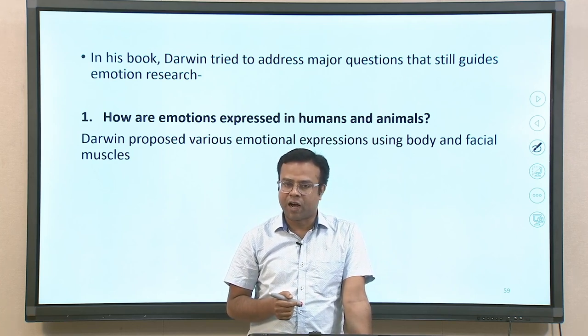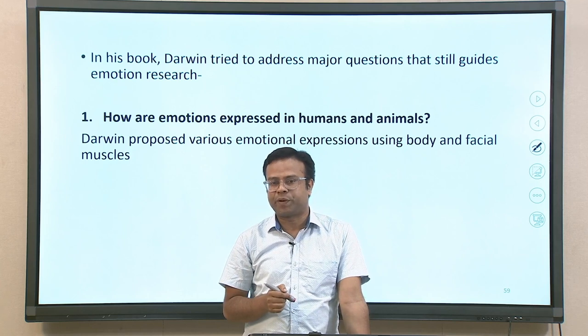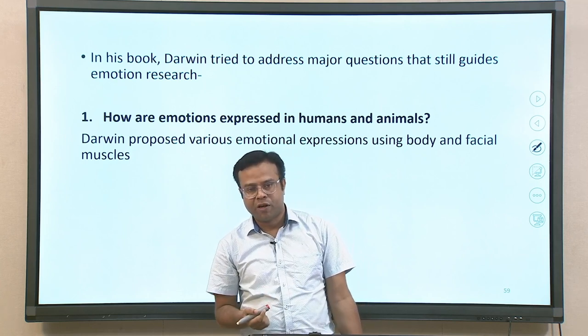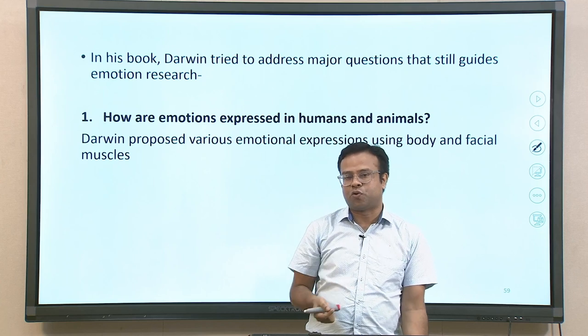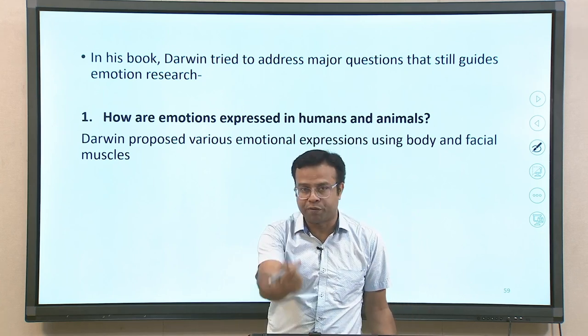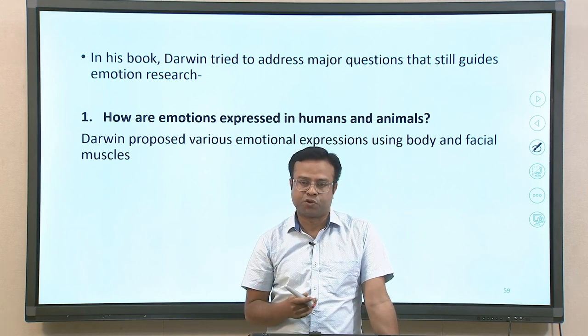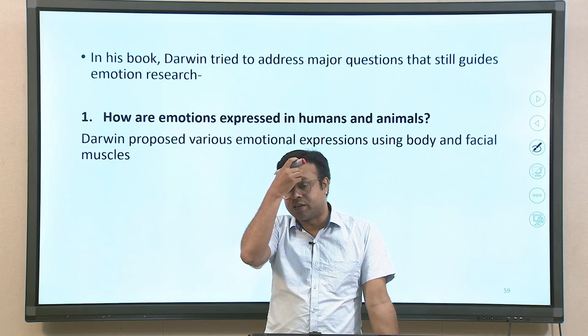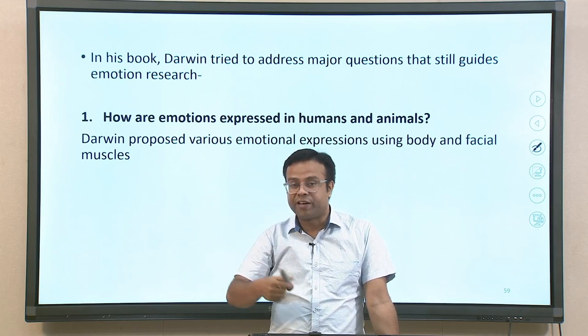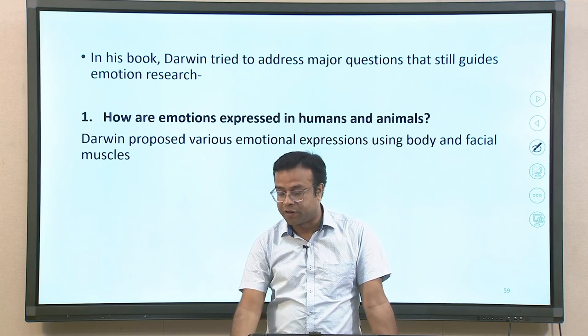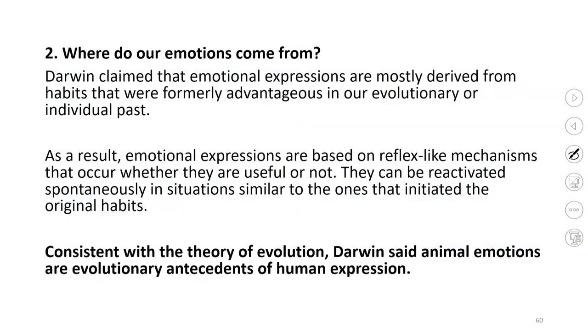One of the questions that he asked and addressed is how emotions are expressed in humans and animals. He gave a detailed analysis of the expression of emotions, particularly through facial expressions and body postures and so on. Whatever way he collected data, all these analyses are already there in his book. The second question that he tried to address is, where do our emotions come from? What is the source of emotion?